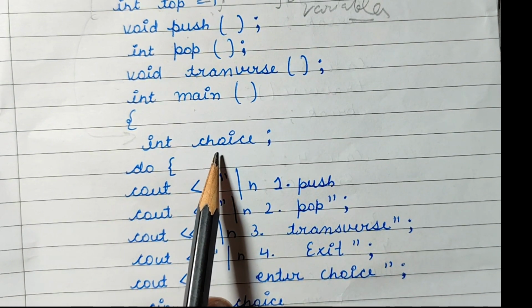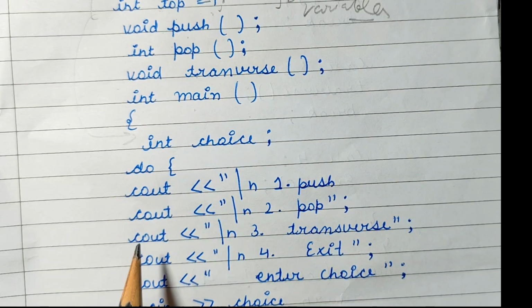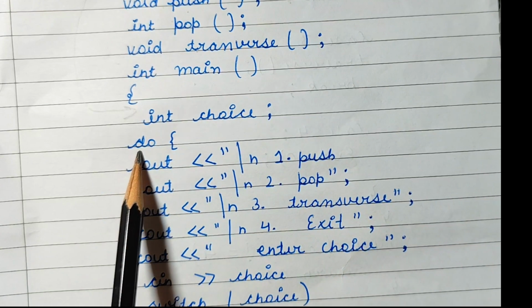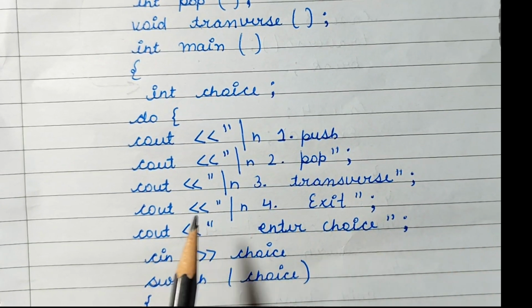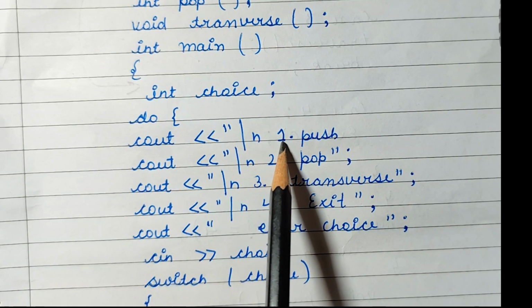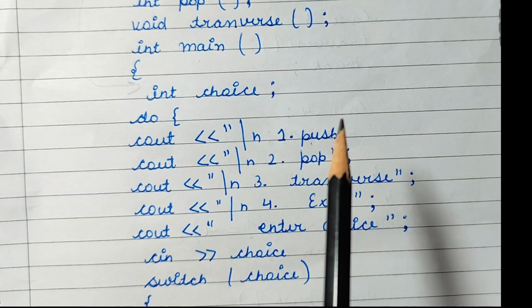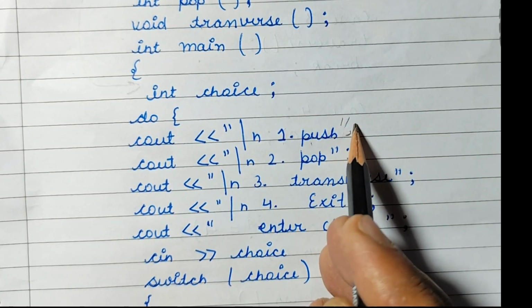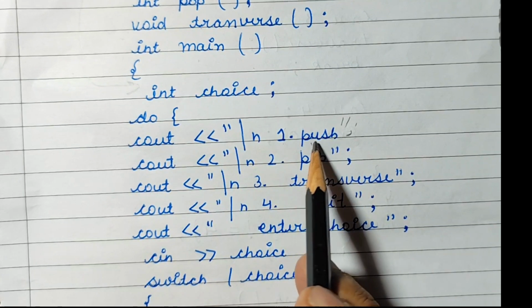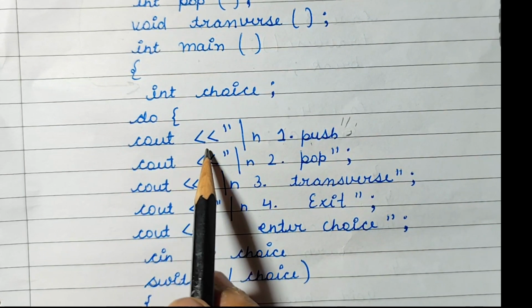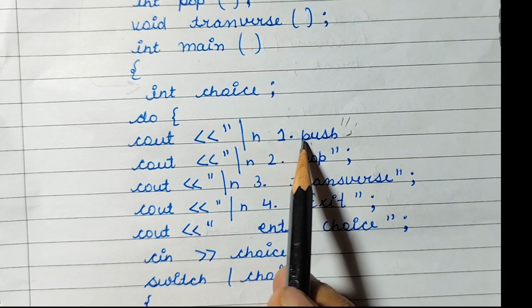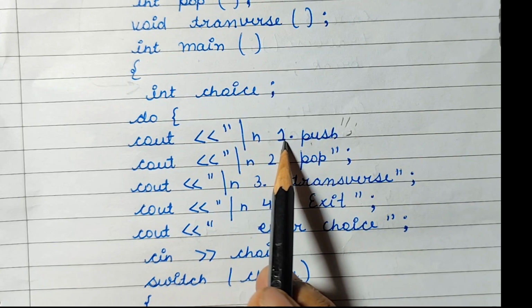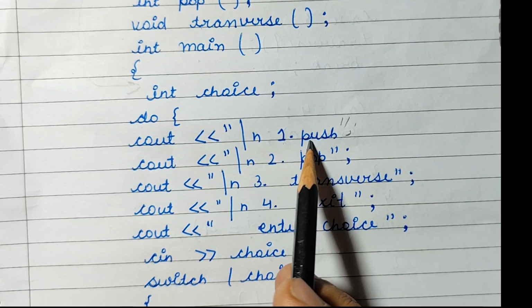Now in the main function I include a choice variable, then I include here do while loop. Now I implement here do while loop because I want to display the menu in the output. So in the menu I will show you, if I press 1 then it performs push operation. So for displaying this push I write here cout, then extraction operator, double quotes, \n for the new line, 1 for push. That is, if I press 1 program will perform push operation.